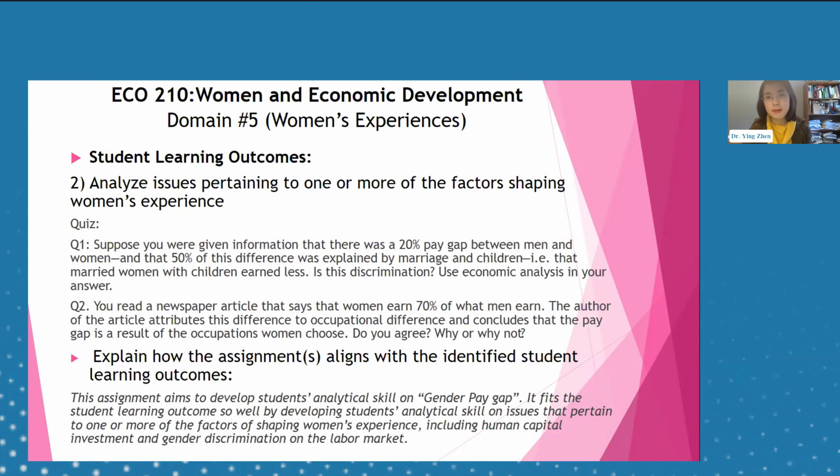Whenever we see a pay gap. So you can see the two quiz questions are very similar. The first is about a gender pay gap between men and women, and 50% of this difference was explained by marriage and children. That married women with children earned less. Is this discrimination? Use economic analysis in your answer.